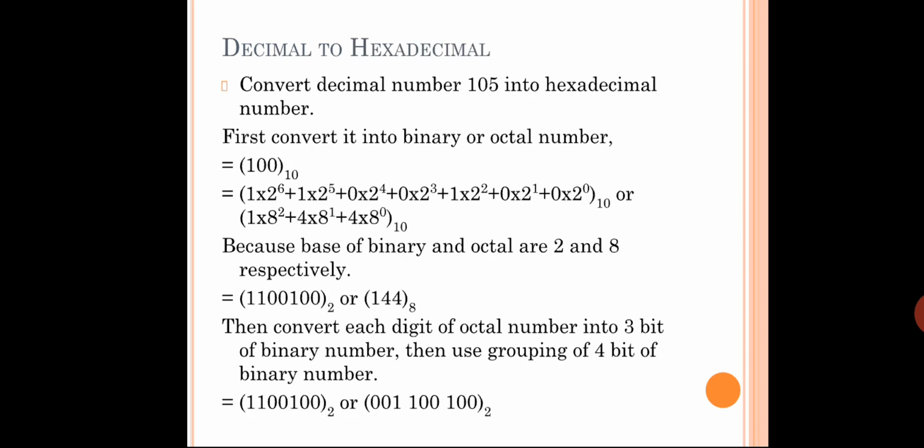How? They have given one example. You can see that number, 105. So if you have to convert that 105 to hexadecimal, what do you have to do? First, either you have to convert it to binary or octal, because you have learned binary as well as octal.